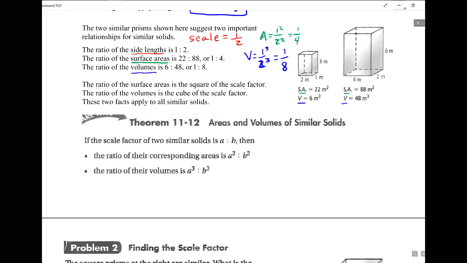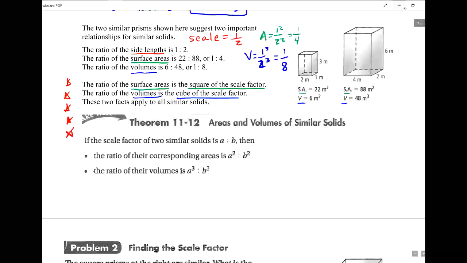Okay, volume is a 6:48 ratio. If we reduce 6 and 48, we get a 1:8 ratio. So some important things to remember here. Surface area is the square of our scale factor. Your volume ratio is the cube of the scale factor. And this applies to all similar solids.